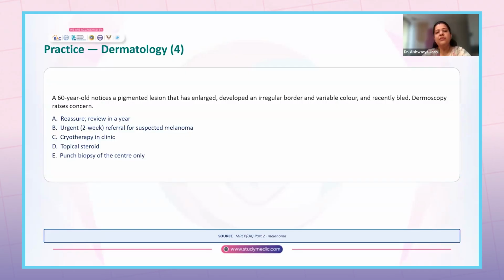A 60-year-old notices a pigmented lesion which has enlarged, developed an irregular border, and is variable in color. It has recently bled. Dermoscopy raises concern. Now, what is the concern? What do you do here? We will not reassure because there is a suspicion of melanoma. We refer the patient.